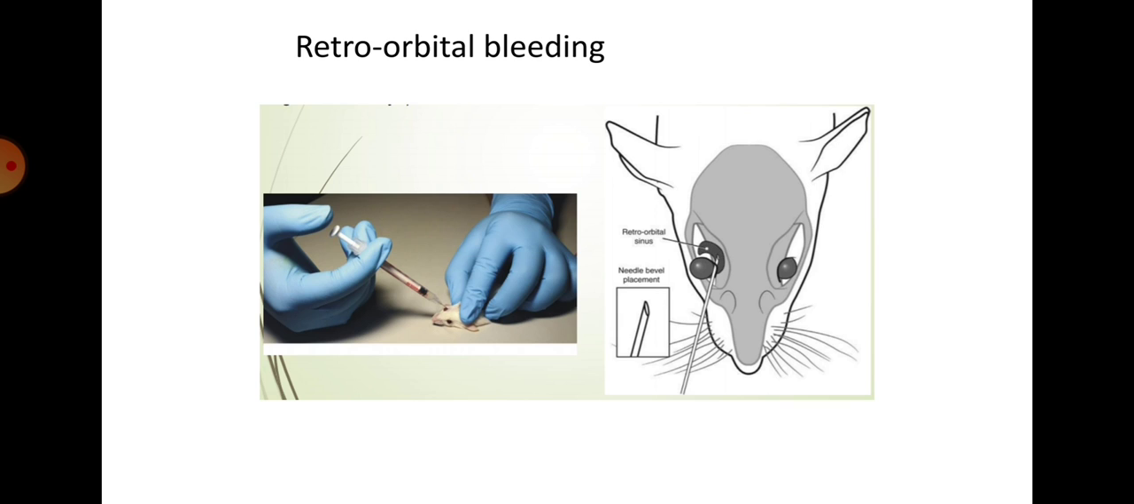Now coming to retroorbital bleeding. This technique is a useful alternative to tail vein injection. Here the mouse should be anesthetized so that it remains still during the procedure. Any inhalant anesthetic can be used, like chloroform or diethyl ether. The needle is placed in the retrobulbar space, that is the region behind the globe of the eye, as you can see in the picture, and then the blood is collected.